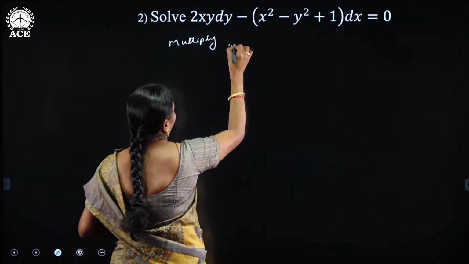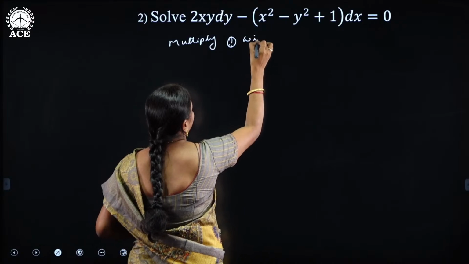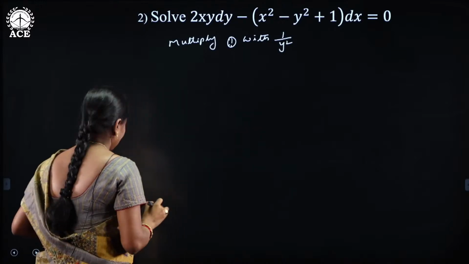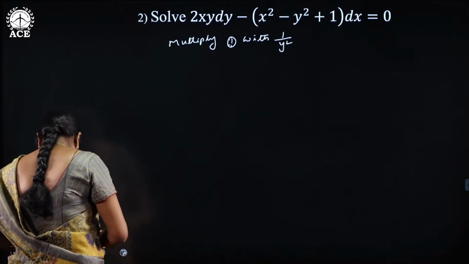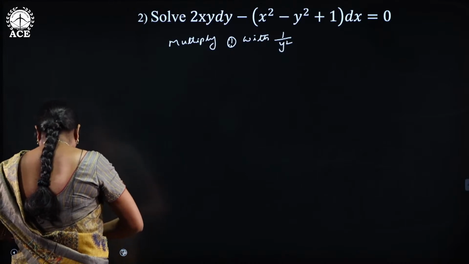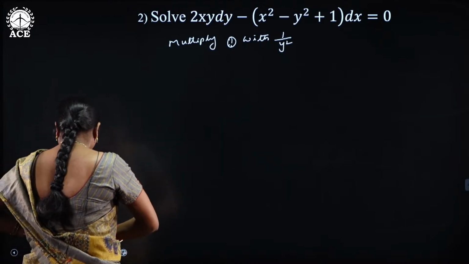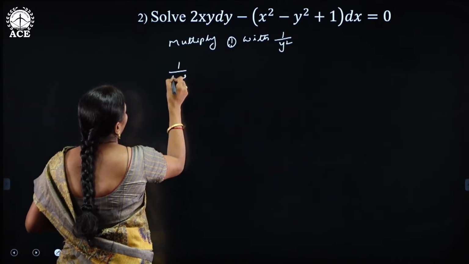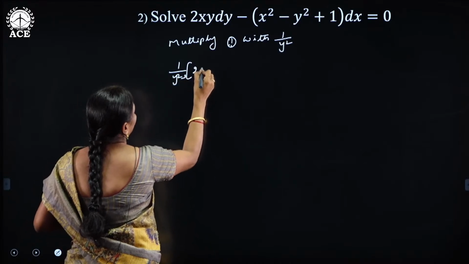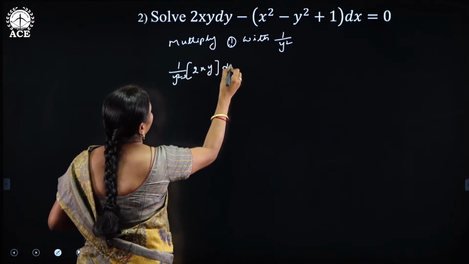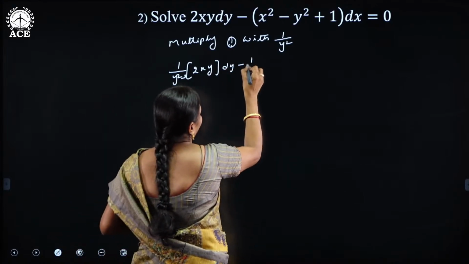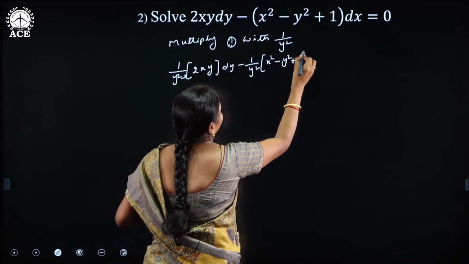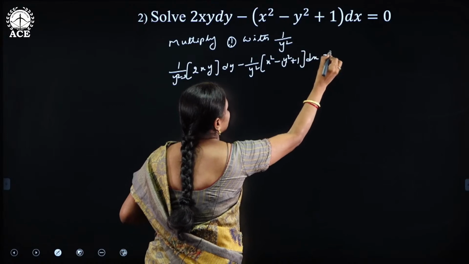Multiply equation 1 with 1 by y square. So if you multiply the given differential equation with 1 by y square, we get 1 by y square into 2xy into dy minus 1 by y square into x square minus y square plus 1 into dx is equal to 0.